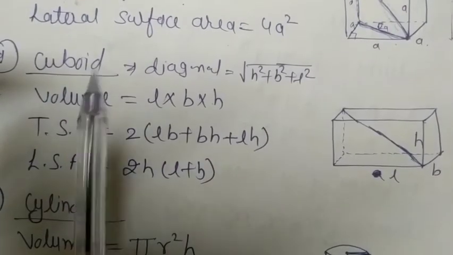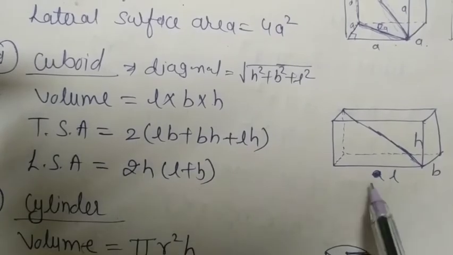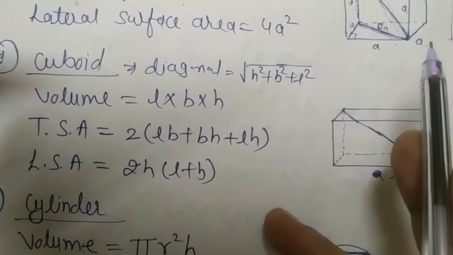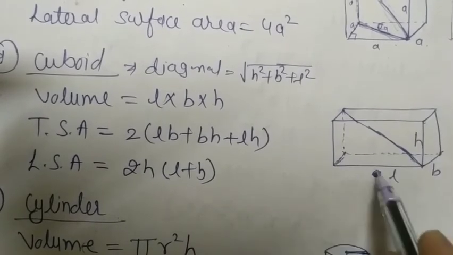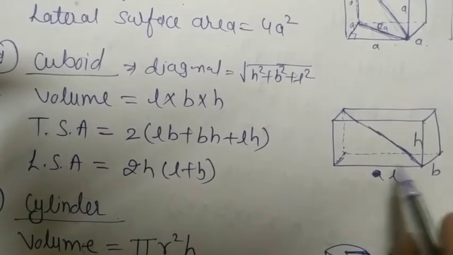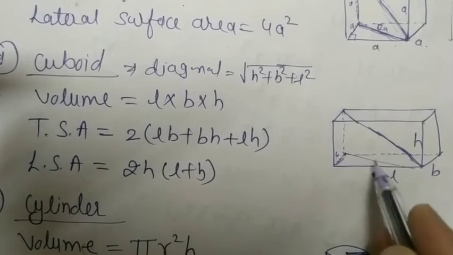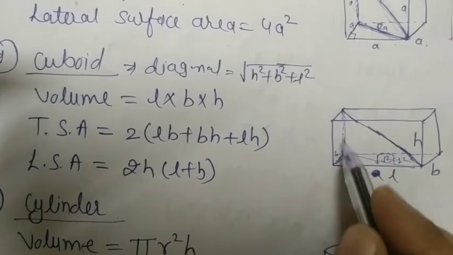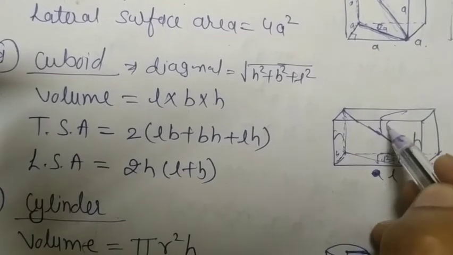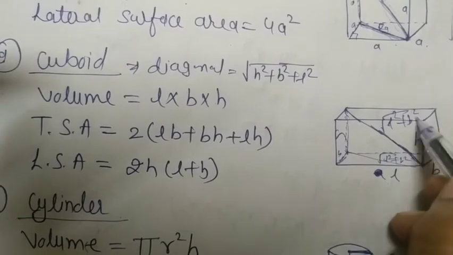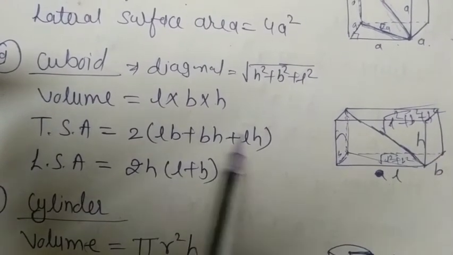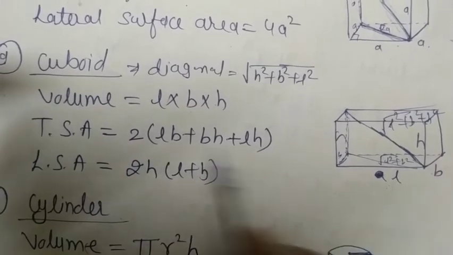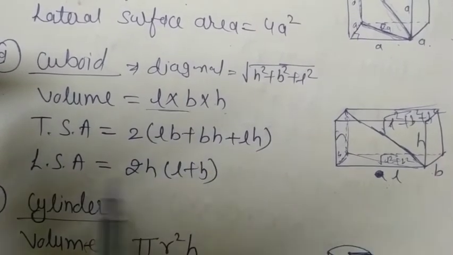Next figure is cuboid. In the cuboid, all the faces are rectangles. Okay. Again, in a similar way, we can find, this is L. This is B. So this is root of L square plus B square, and this is H. So this will be root of L square plus B square plus H square. Okay. And the volume is again the base area, length into breadth into height.